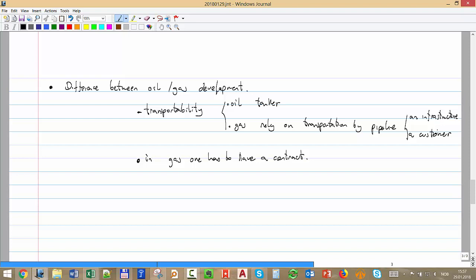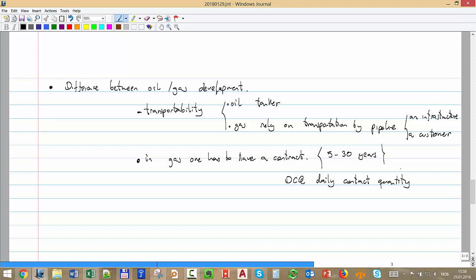And that's the main difference between gas and oil. You have to have a contract, and this contract is usually for a long time. This might be everything from 5 years to maybe 30 years. And usually these contracts have something called DCQ, daily contract quantity.